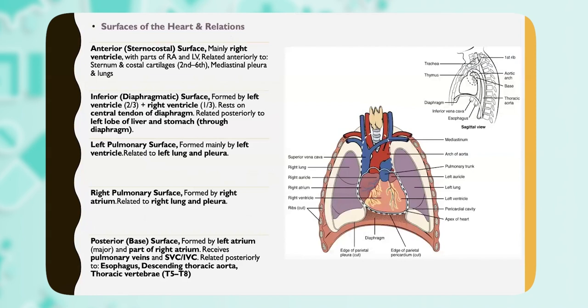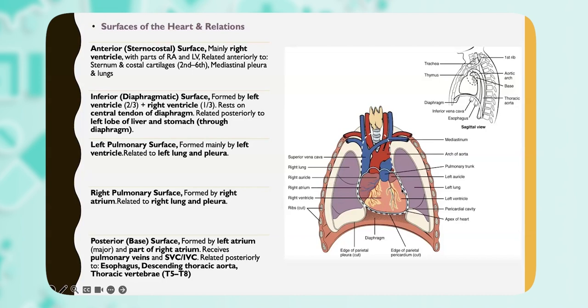Surfaces of the heart and relations: we need to remember any of the symptoms that valvular heart disease or chamber enlargement produce. So the anterior sternocostal surface is formed mainly by the right ventricle, and hence clinically, when we take lateral x-rays, when the space between the sternum and the heart is obliterated, we call it right ventricular enlargement. The inferior diaphragmatic surface is formed by the left ventricle in 2/3 and the right ventricle by 1/3, resting on the central tendon, as told earlier as well.